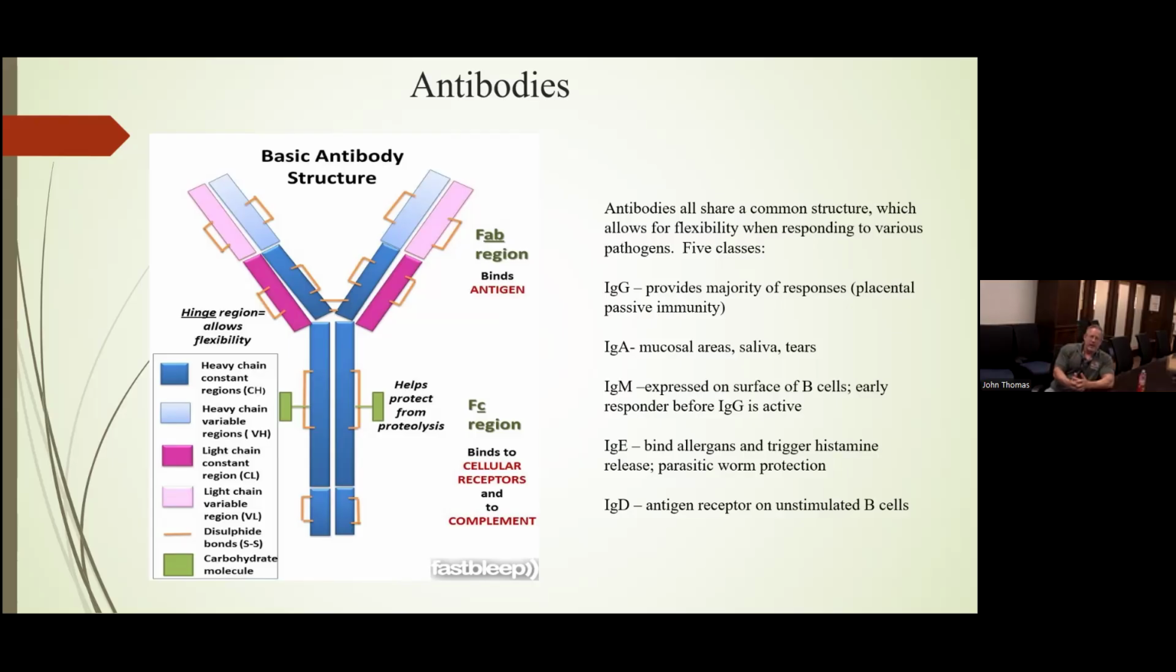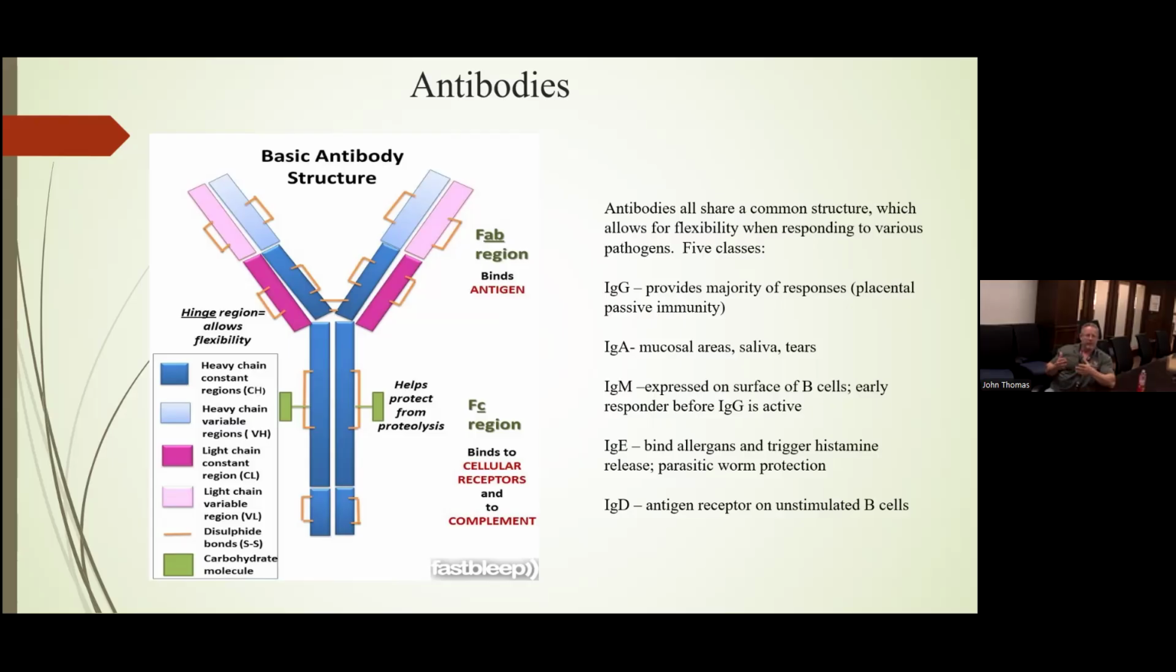So we have 5 classes of antibodies within the body. They all share a basic common structure. And this common structure is useful because this allows antibodies to change types by going through a phenomenon referred to as class switching. So all antibodies carry a common structure.